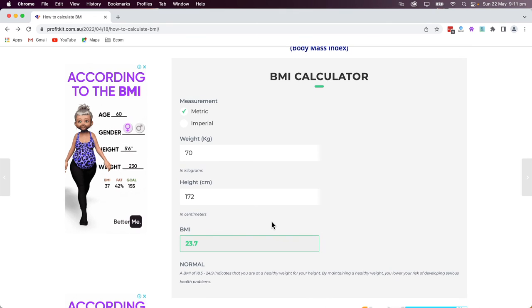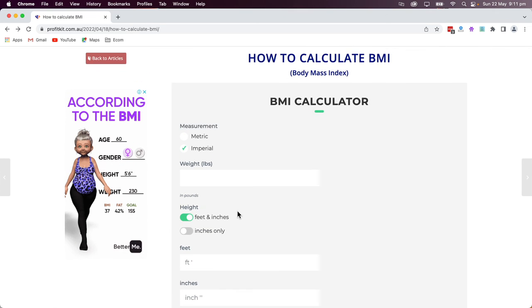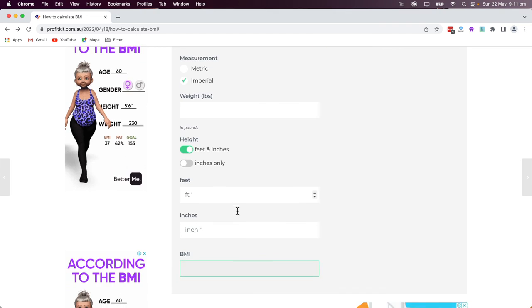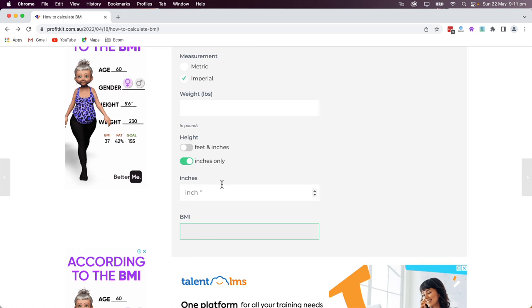That's pretty much it. Again, our calculator's there as a bit of a guide. If you'd like to use the imperial system, you can just select the box and enter your variables based on the imperial calculation. In this case you have pounds, feet, and inches, or you can go inches only. But again, we'll address that in our other video.